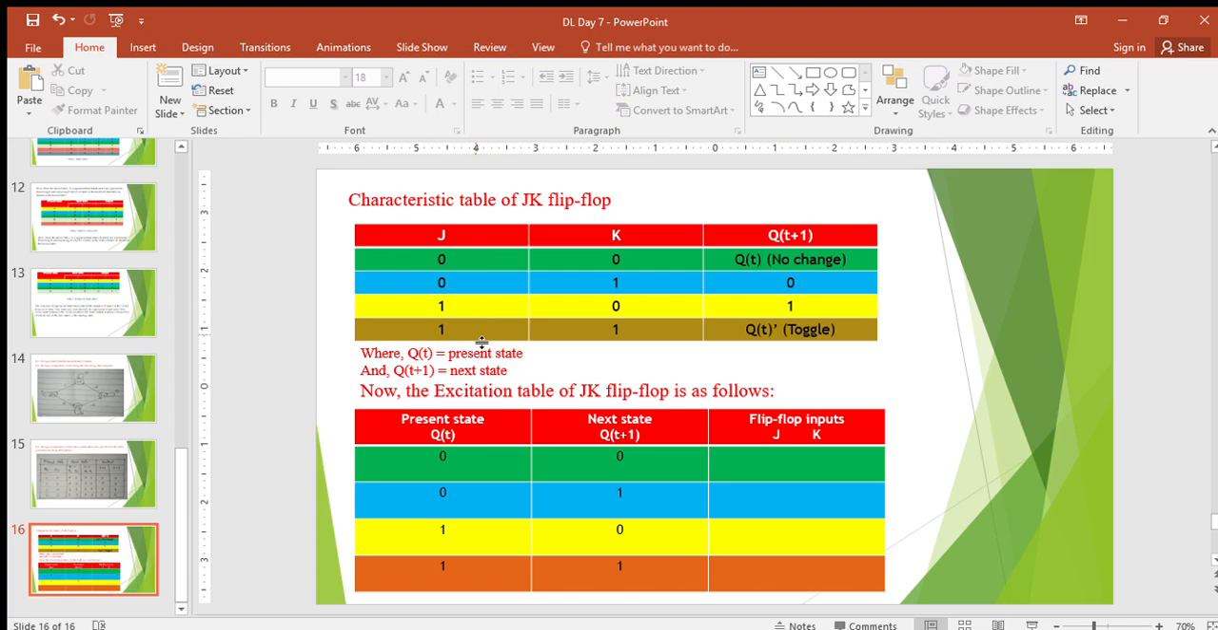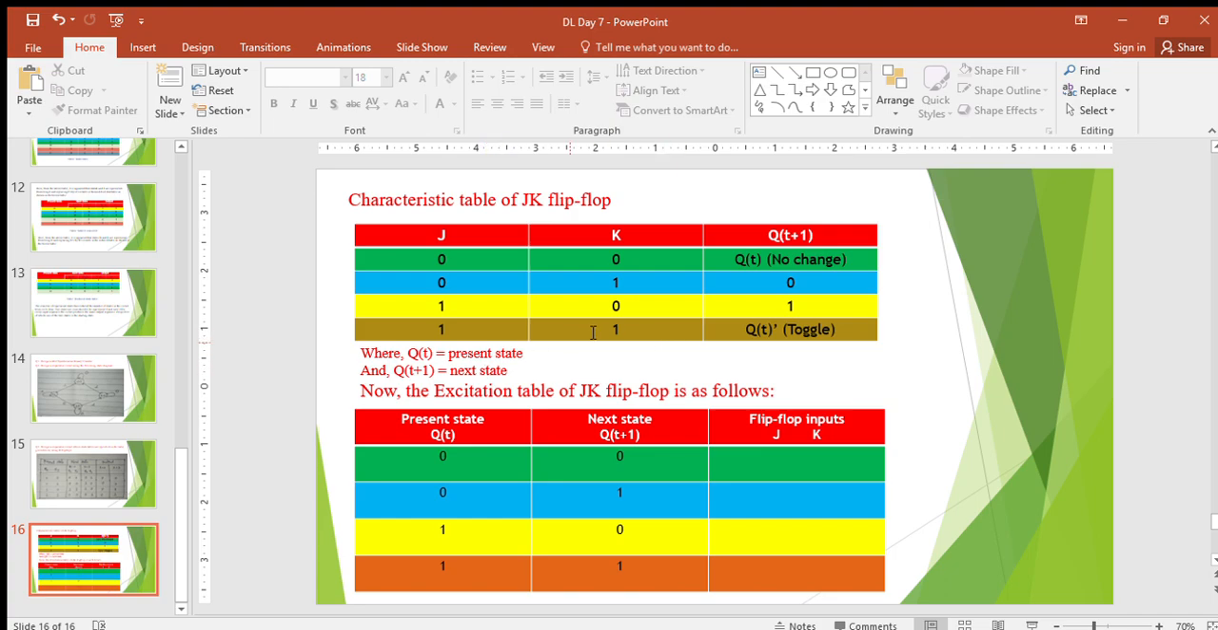And when both the inputs have the value 1, then Qt plus 1 will provide the value Qt complement, that is the toggle condition. It means the complement of Qt. If Qt is 0, then Qt plus 1 will be 1. If Qt is 1, then Qt plus 1 will be 0, since it is the toggle condition, or it complements the value of Qt and provides the value of the next state, that is Qt plus 1, as Qt complement.